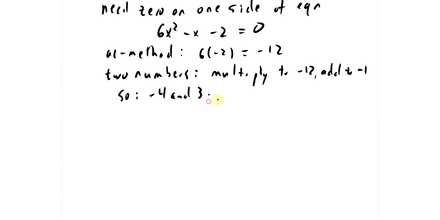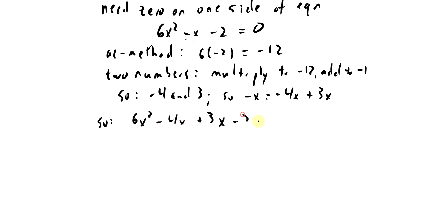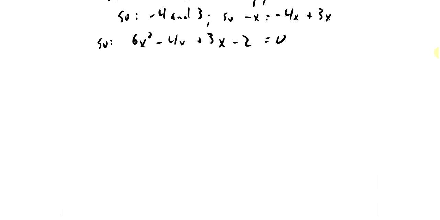So we'll replace this term, the minus x in our original term, with minus 4x plus 3x. Because that's where minus 1 is, minus 4 plus 3, minus 4x plus 3x. So what do we have? We have 6x squared minus 4x plus 3x minus 2 equals 0. And now we can factor by grouping. Right? What can we take out of these first two terms?